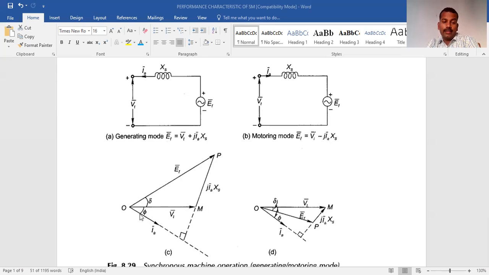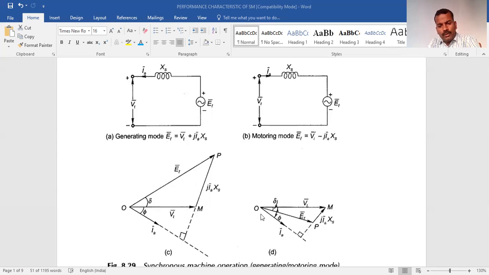And what is phi? Phi is the power factor angle. Simply, it is the angle between the terminal voltage and the armature current, whatever current flows from the generator, and the terminal voltage or load voltage, right?